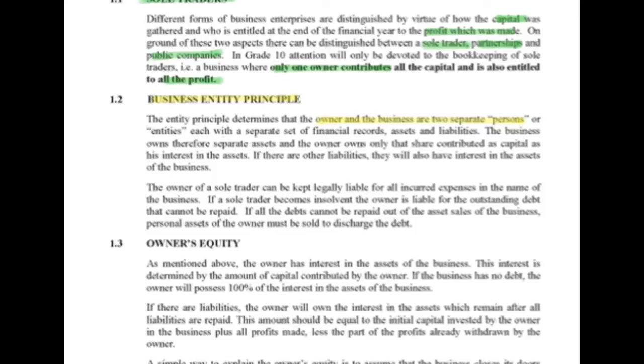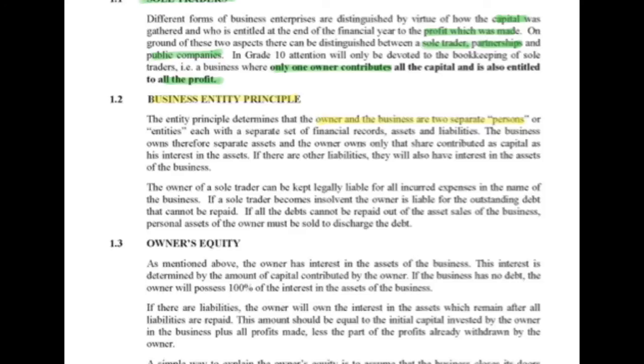In other words, you would have two separate bookkeeping systems, one for the owner's personal affairs and one for the business's affairs. And the two only link together. It's almost like a bridge from the one book to the other book, only by means of the capital contribution. That's the only thing that will really appear in both: capital contribution into the business from the owner.